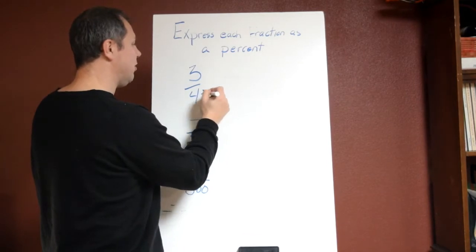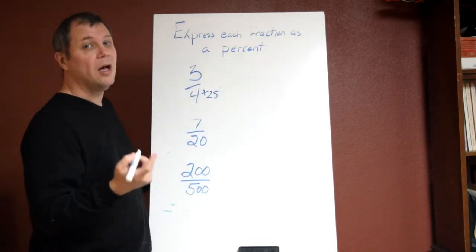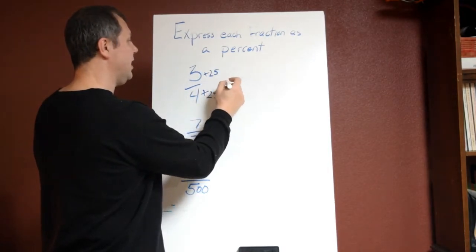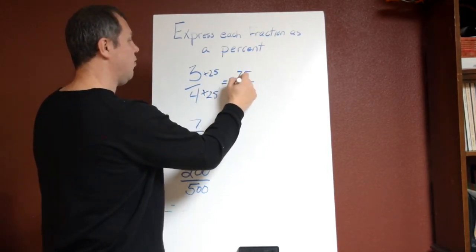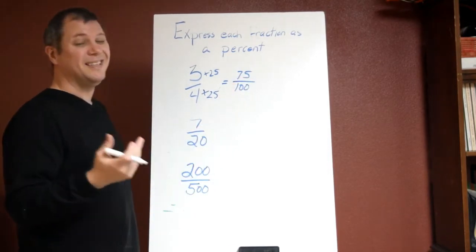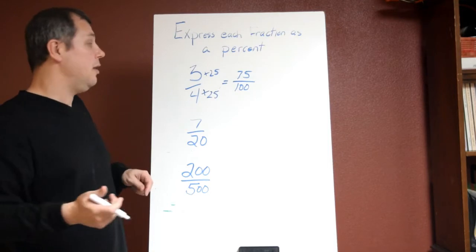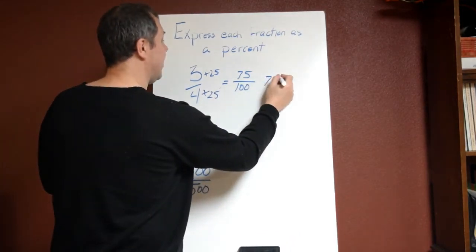So 4 times 25, but I also have to multiply the numerator by 25. So when I get that, it's 75 over 100. Since my denominator is 100, my numerator is equal to the percent. So that's 75%.